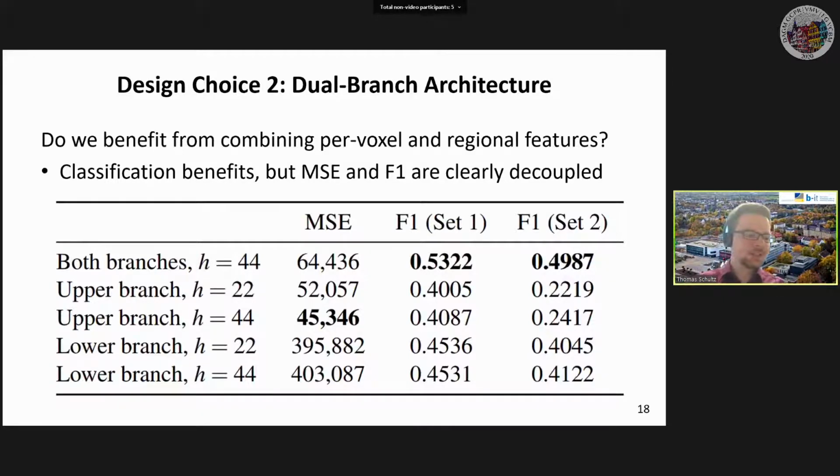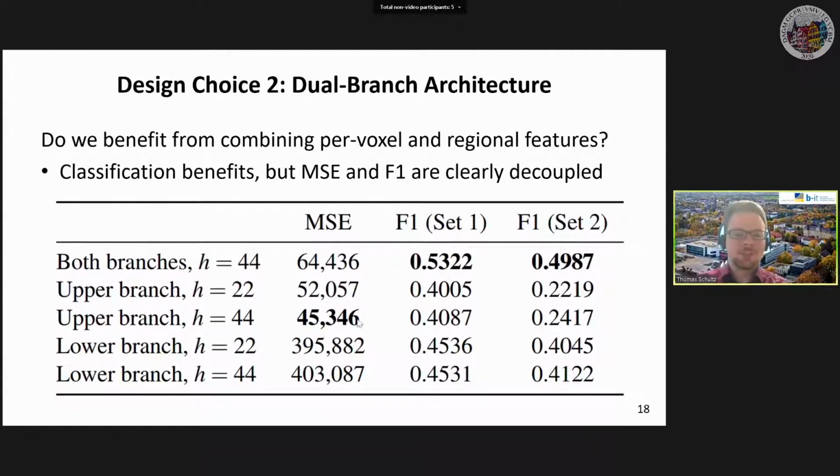The second main design decision was to use these two branches. That's very characteristic of our architecture. So of course, we also evaluated if there's really a benefit from this. And we found that yes, in terms of the classification result, you can do best if you account for both.